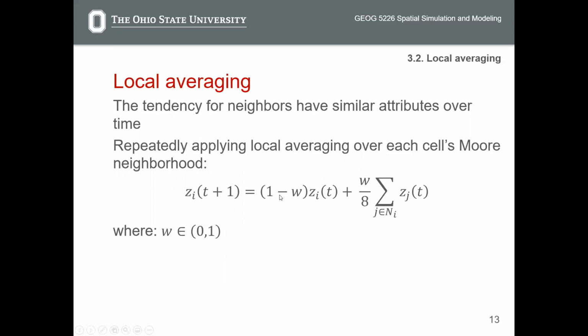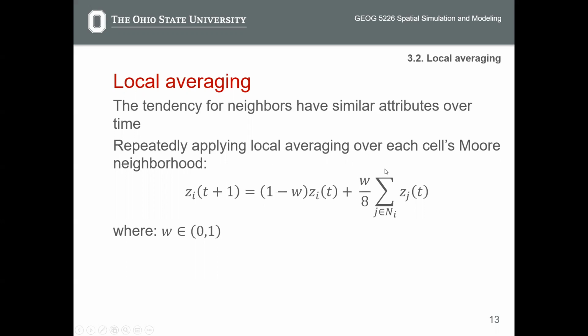But you should know that only 1 minus W of Zi contributes to its next state after the next tick. W is the weight. 1 minus W, this proportion of the current value of Zi, contributes to the value of Zi after the next tick.